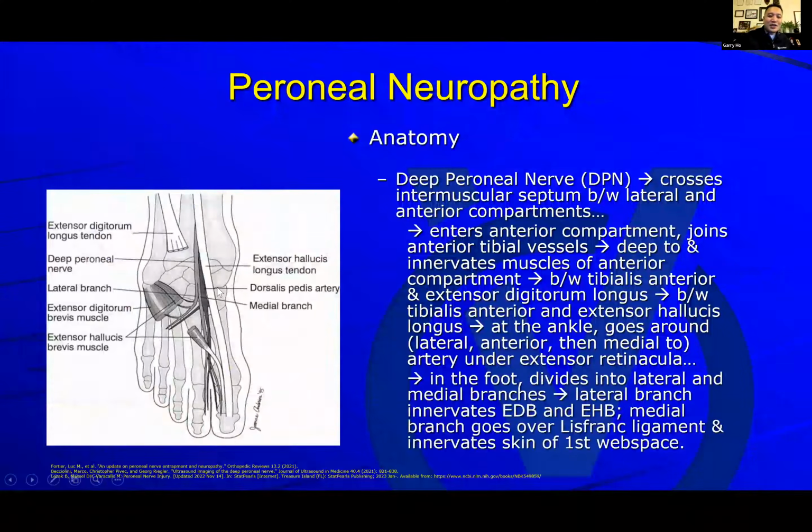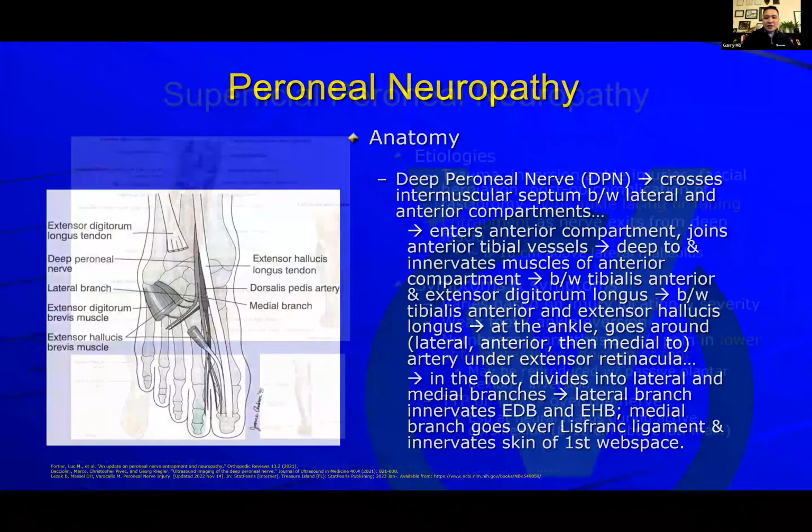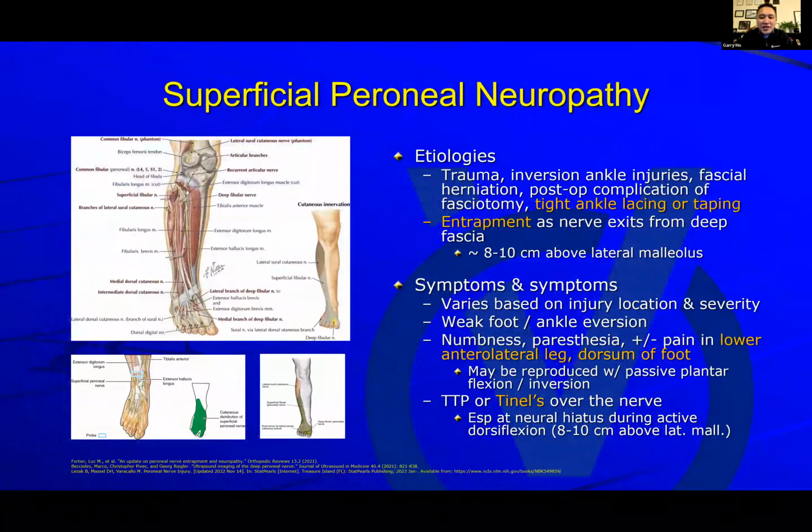As that nerve goes into the foot, it divides into a lateral branch and a medial branch. The lateral branch innervates a couple of muscles in the foot, while the medial branch makes a beeline going over the Lisfranc ligament to the skin of the first web space. So patients can entrap these nerves, and superficial peroneal nerve entrapment is really common. If it's a neuropraxia that we see in sports, it's often due to overly tight ankle lacing or taping or bracing.